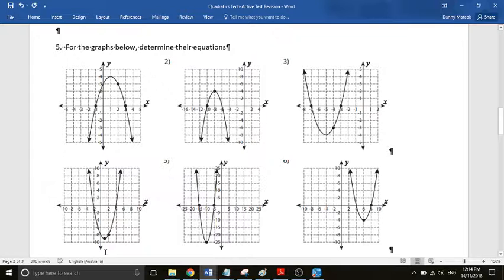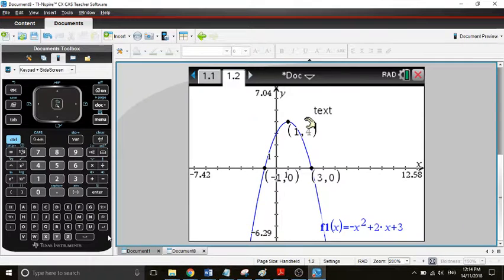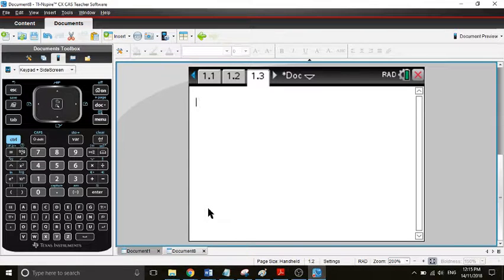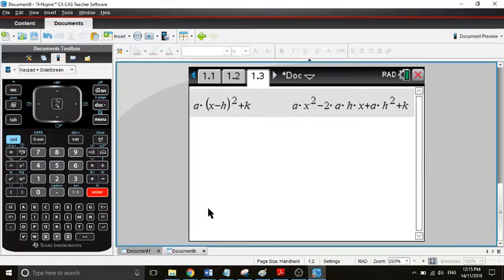Now we can see we've got a turning point here at 1 and -9, and we've also got another point here at 2 and -8. So that's the information we're going to use. Because we've got a turning point, make a new calculator page. We know our turning point form is a(x - h)² + k. And we're going to put a times here, so we know it's a variable. This is the part we're interested in, so don't worry too much about the rest.